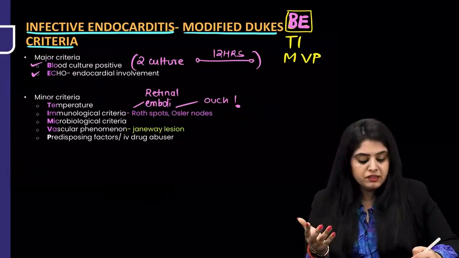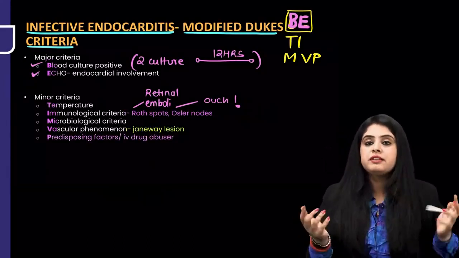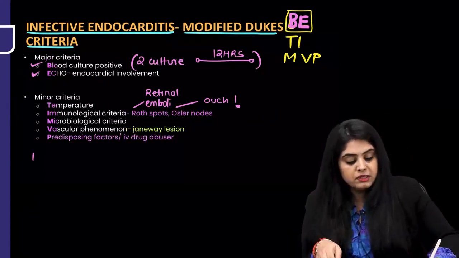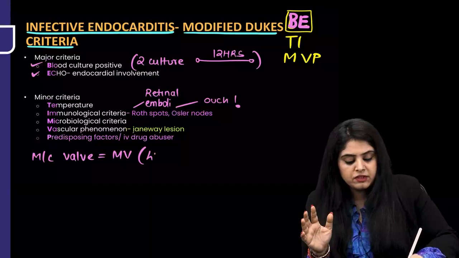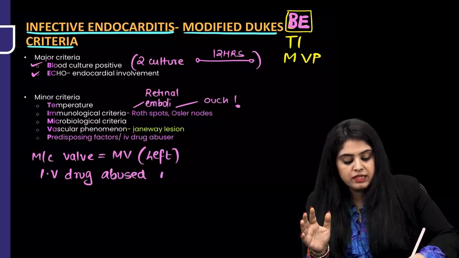There could be some predisposing factor, like maybe how did the person get the infection? Maybe he's an IV drug abuser. He's injected himself with the infection. So please remember the most common valve otherwise is mitral valve. Mitral valve matlab which side of the heart? Left side of the heart, right? However, if you're dealing with an IV drug abuser, then the most common valve is going to be the right-sided valve.